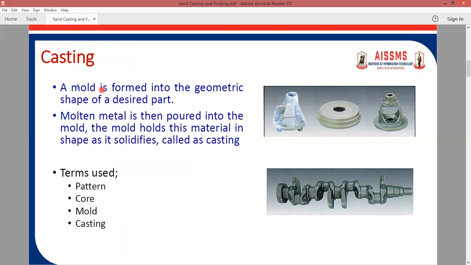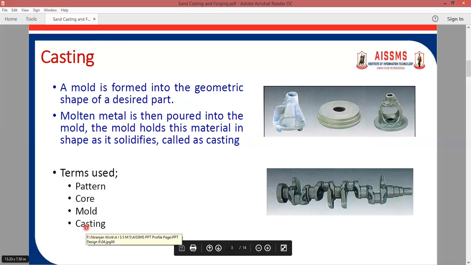So let's talk about mold. A mold is formed into a geometric shape of the desired part. Particularly, a mold is a box, a combination of cope and drag box. And in that box, we have to pour a molten metal into the cavity. And after solidification, we have to break that mold and take out the solidified part. That solidified part is called a casting. The generalized terms that are used in casting are pattern, core, mold, and casting.